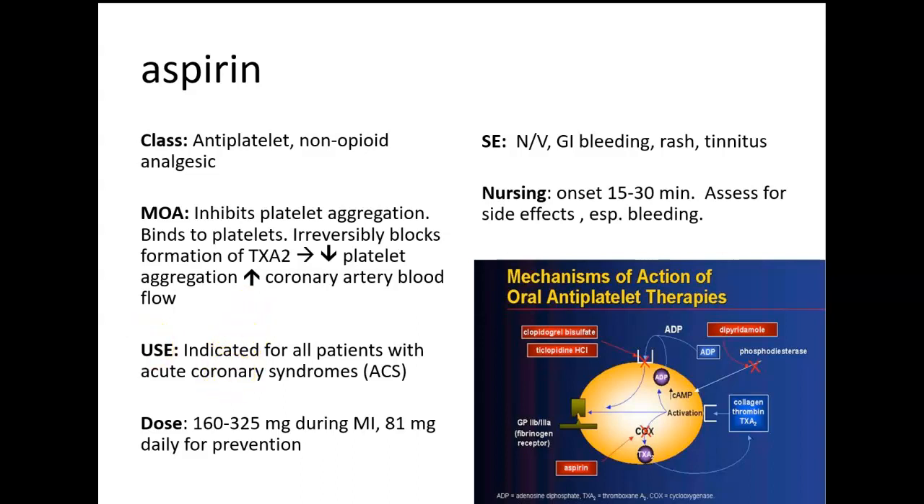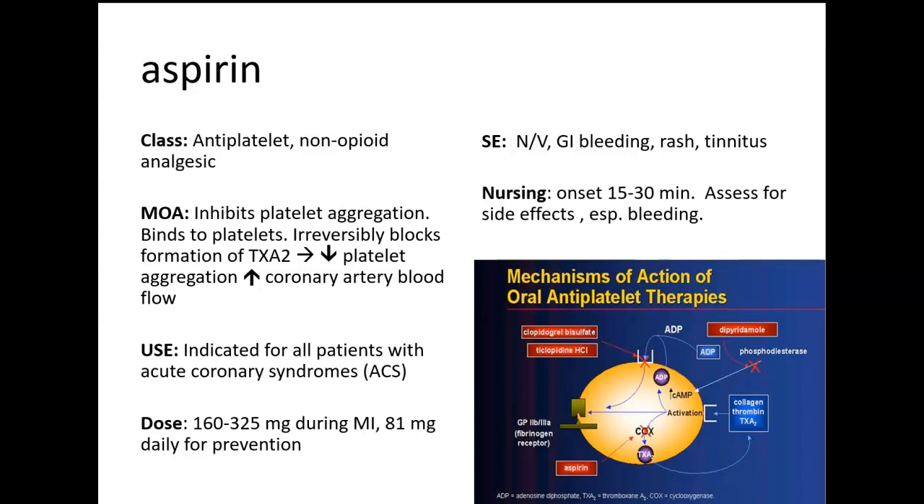It's usually taken daily. It's indicated for all patients with acute coronary syndrome. So I am not exactly sure what fits into this, but for sure, people who have different arrhythmias are going to probably be taking this. Now, they may take another drug as well, or a different drug. We'll talk about that in a minute.